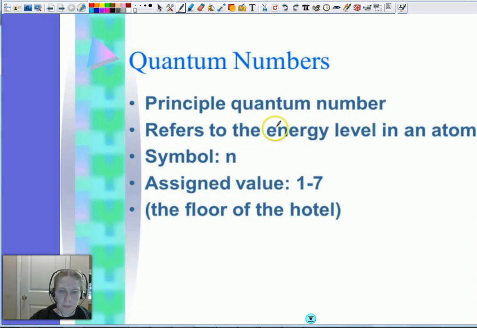Quantum numbers. We have the principal quantum number that refers to the energy level in an atom. So that symbol is n, and it can have a whole number value from 1 to 7. So we're going to think of this as the floor in the hotel. So what floor number is that electron on?